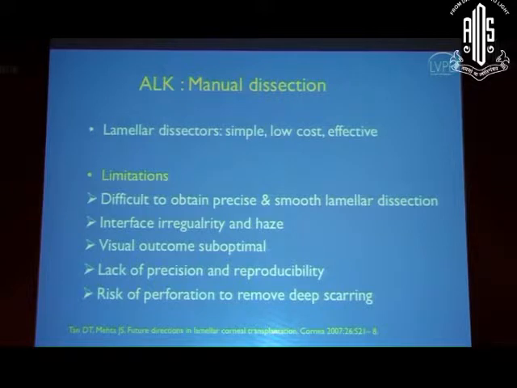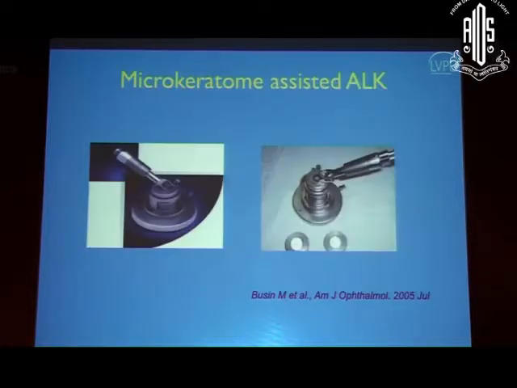And it's not reproducible. You're not very sure what the dimensions of the donor and the recipient corneas were. And in certain instances where you think that the scarring is anterior, as you dissect the host you can sometimes have a perforation, and you need to convert to a full thickness technique. So manual dissection is good in that it's very simple, but it's not extremely optimal in my perspective. The second technique, very beautifully covered by Namrata, was microkeratome assisted anterior laminar keratoplasty.